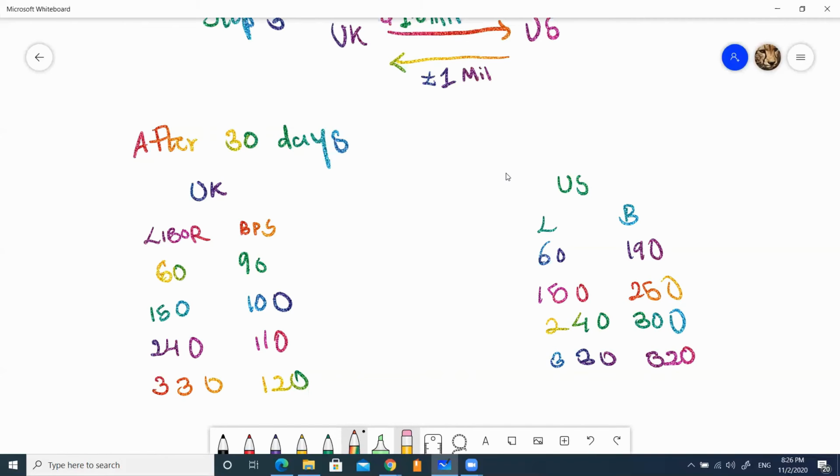Now, the change is that the new exchange rate after 30 days is $1.75 instead of 1.5 per pound. This is the new exchange rate. Now you have to value this swap. You have already priced the swap. If you go back, you have already priced the swap. Now you have to value the swap.